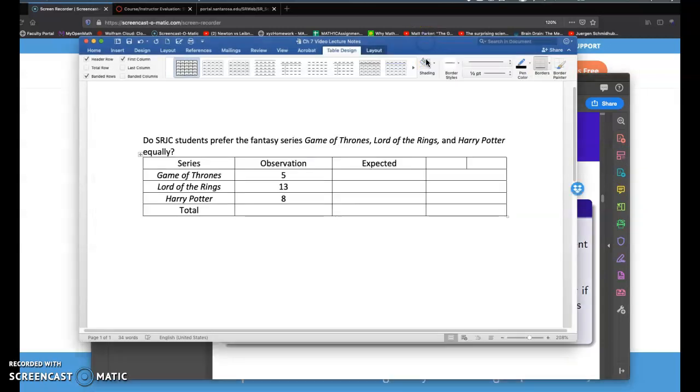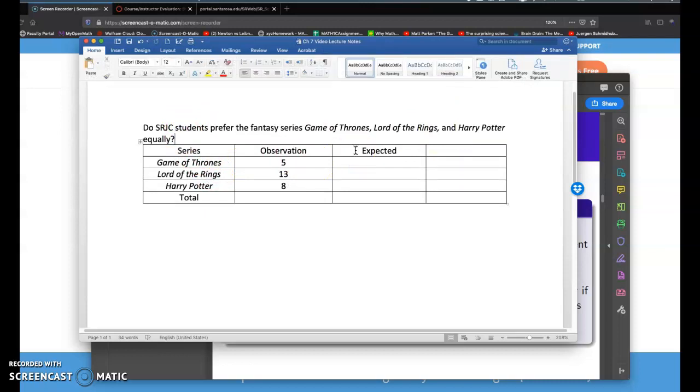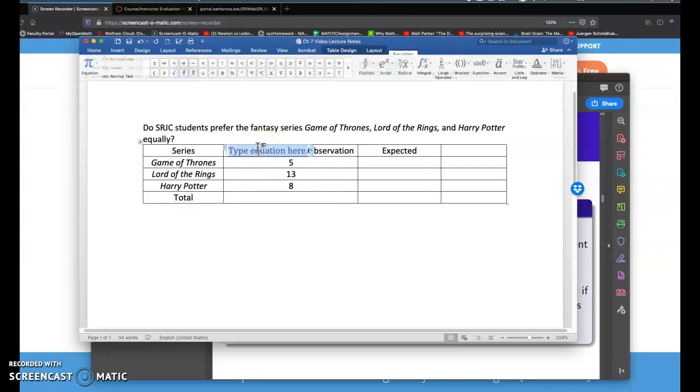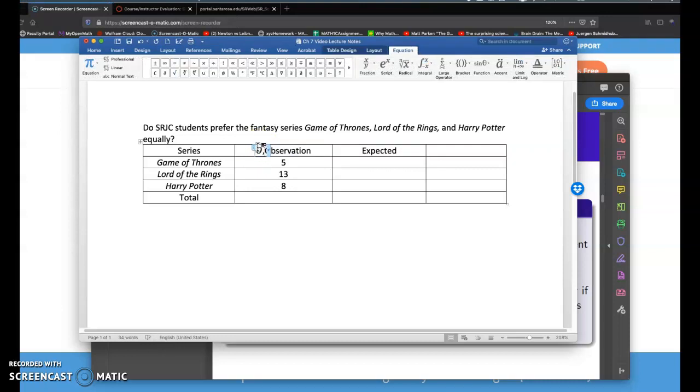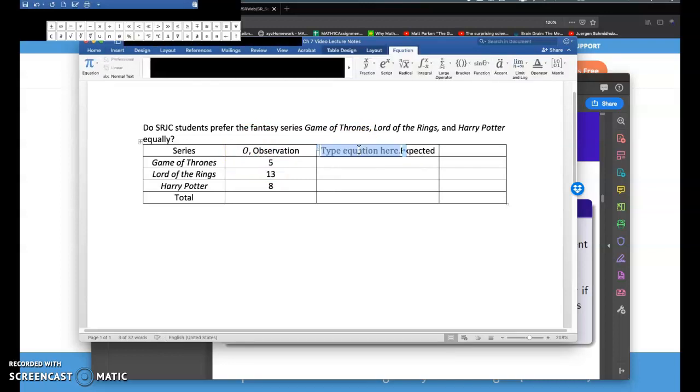All right, here are your results for these 3 different options. 5 of you preferred Game of Thrones, 13 said Lord of the Rings, and 8 said Harry Potter. It's very interesting because in the past, usually Harry Potter ends up winning this, but your class tends to prefer Lord of the Rings. So that's the observation, and capital O is for observation. Expected counts, we're going to use a capital E.